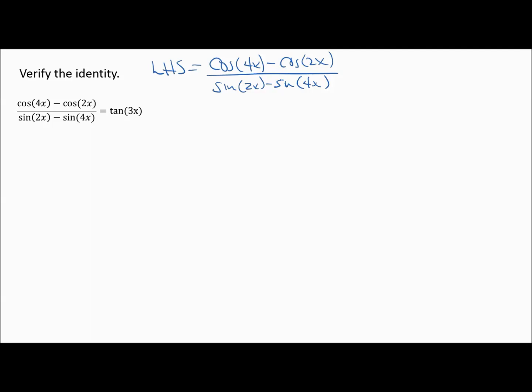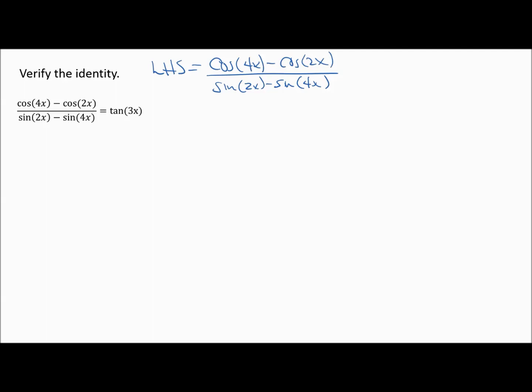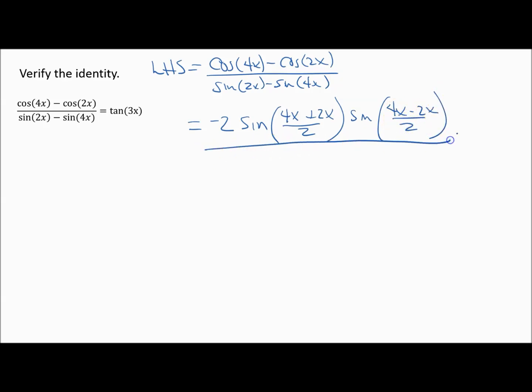But I'm going to look up cosine minus cosine. Okay, so cosine minus cosine is this guy at the bottom. I got negative 2, sine of them added together divided by 2, then sine of them subtracted divided by 2. So this is equivalent to negative 2 sine of them added together, 4x plus 2x divided by 2, times the sine of them subtracted, 4x minus 2x divided by 2. That's just the numerator. And again, this is a sum to product that I'm doing right here.